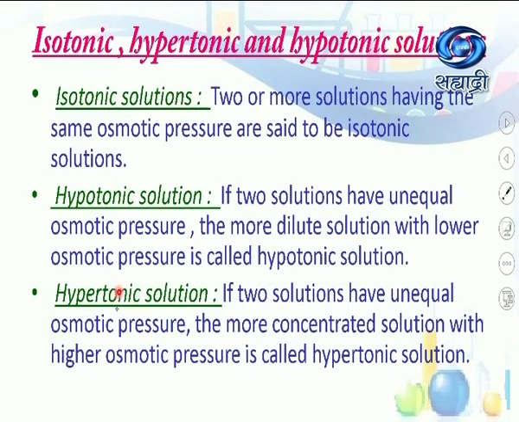Then the next is hypertonic solution. Hyper म्हणजे काय? जास्त, more. So if two solutions have unequal osmotic pressure, the more concentrated solution with higher osmotic pressure is called a hypertonic solution.